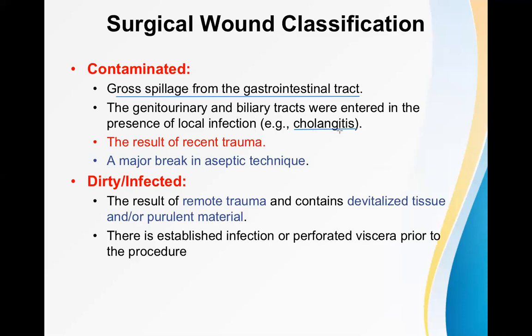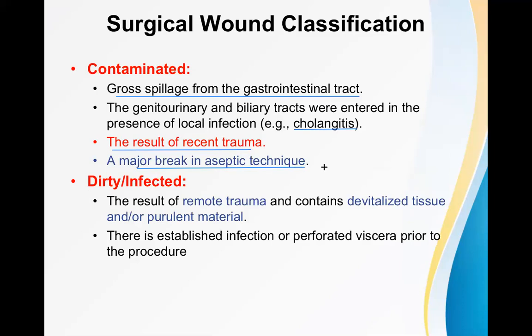Now, what is the treatment of obstruction of the common bile duct? It's surgery. We need to remove that obstruction. We need to remove that stone. So the surgeon has to give incision on the common bile duct and remove the stone. So during that time, that wound was definitely contaminated by the bile which is present inside. So this is an example of contaminated wound. It may also occur as the result of recent trauma, and there is a major break in aseptic technique in case of contaminated wound.